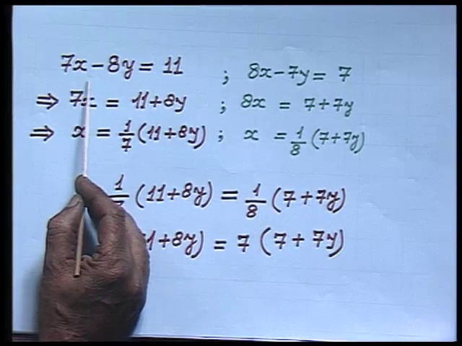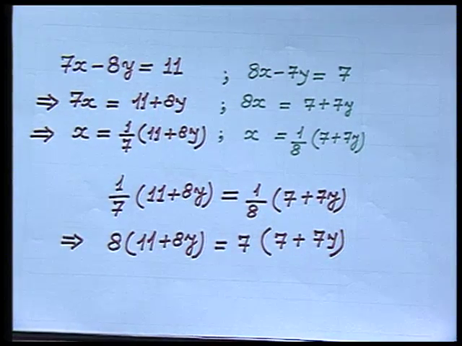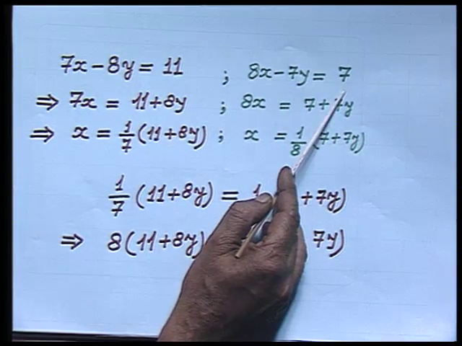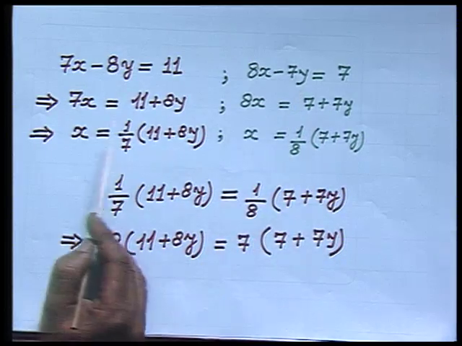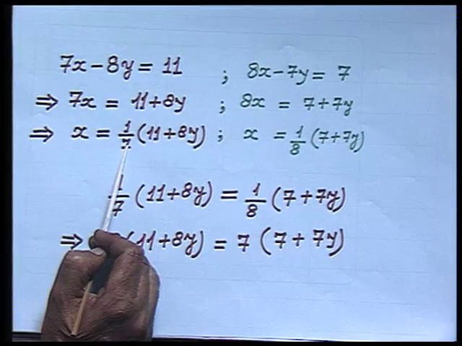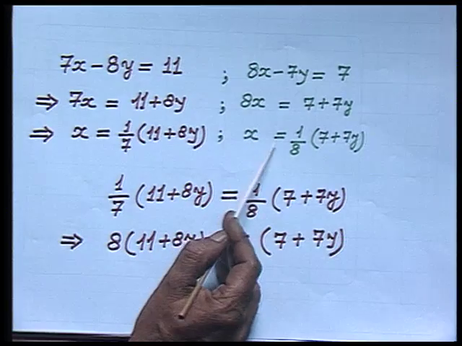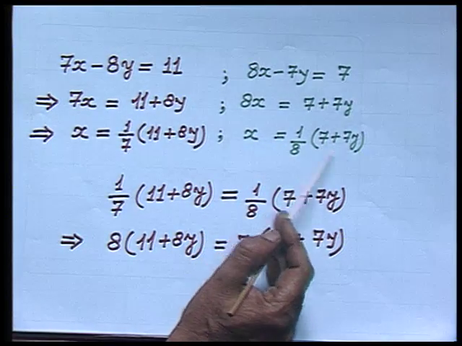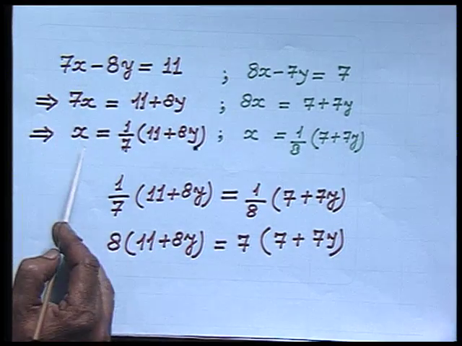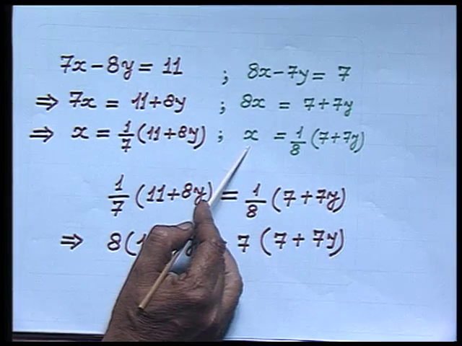The system of equations is 7x minus 8y equals 11, and the other equation is 8x minus 7y equals 7. For the first equation, I am making x as a subject. So x will be equal to 1 over 7 times (11 plus 8y), and for the second, x equals 1 over 8 times (7 plus 7y). Now remember here, if from the first equation I have made x as a subject, I will make x as a subject for the second equation as well.